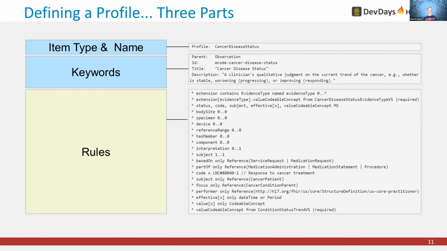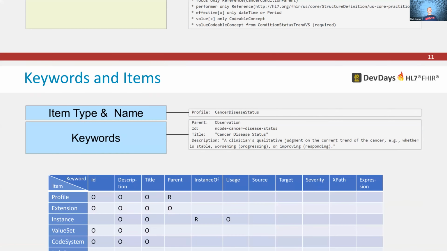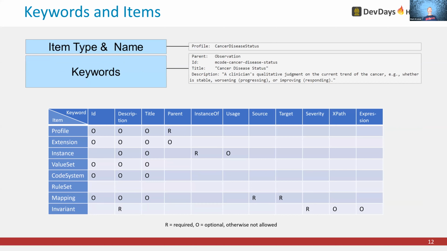I guess I'm taking them 2 at a time. So in the keywords and items, the item type is either, and I'll point over here to this table, either going to be profile, extension, instance, value set, code system, rule set, or invariant. In this example, it's a profile, and you follow it with a colon and then the name of the item. So we're defining a profile called cancer disease status, followed by a set of keywords.